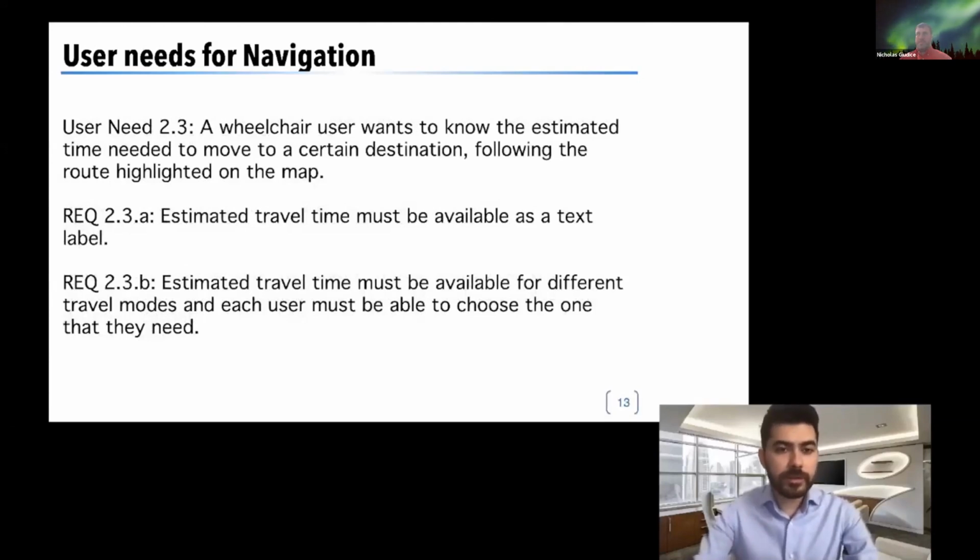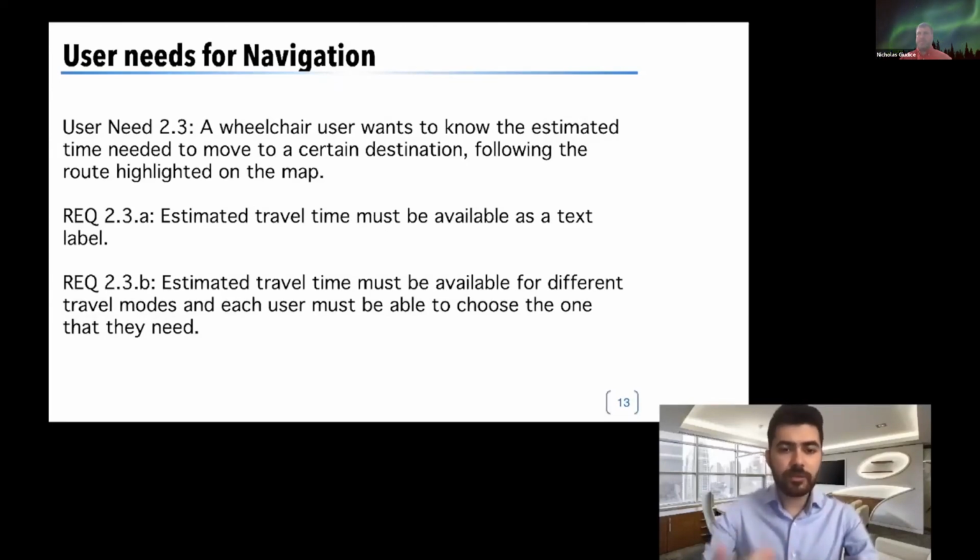Another important user need about navigation can be this one. A wheelchair user wants to know the estimated time needed to move toward a certain destination following a route on the map. The estimated travel time is, as we said, like the distance, other important information while using maps for navigation. And the important thing here is that estimated travel time is strictly bound to the travel mode.